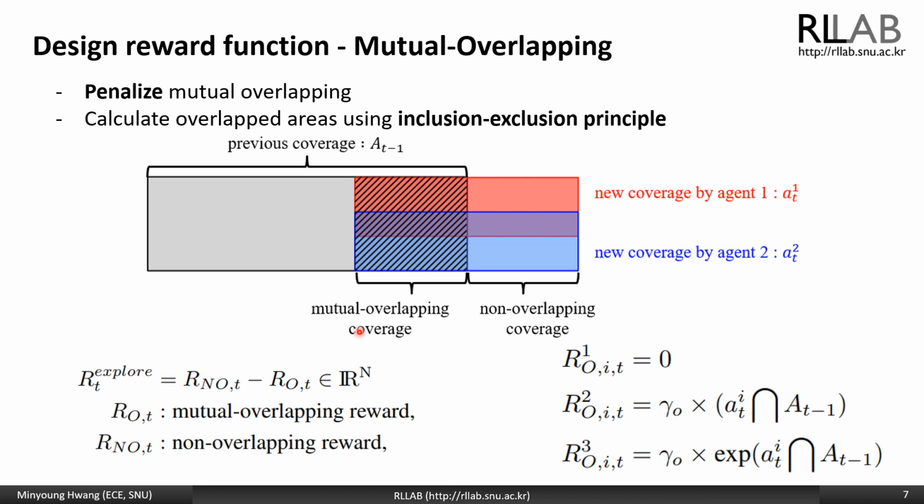Therefore, we divide the exploration reward into two terms, non-overlapping reward and mutual overlapping reward. We subtract this R^OT term to penalize the mutual overlappings. We designed two different models for mutual overlapping reward, linear and exponential. And for convenience to compare with the agent without mutual overlapping reward, we denote 0 as the RO1 model. In the experiments part, I will compare these three different models of mutual overlapping reward.